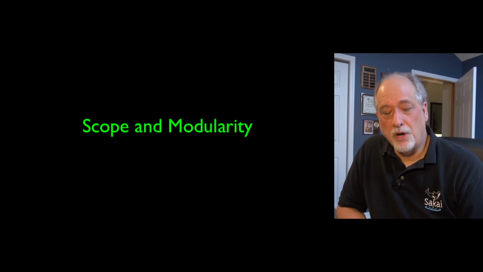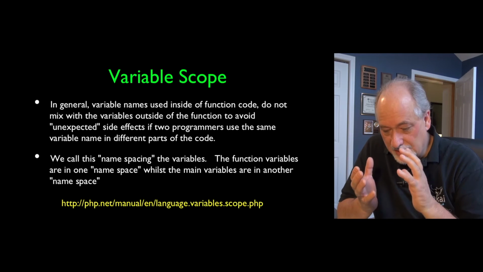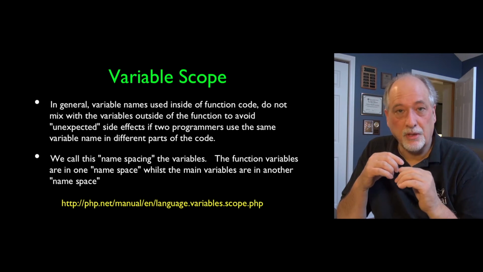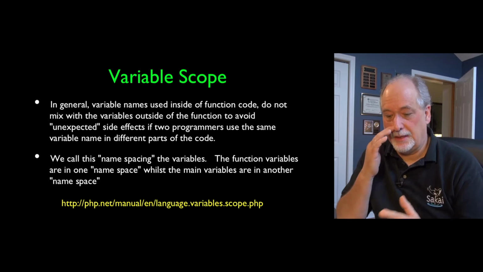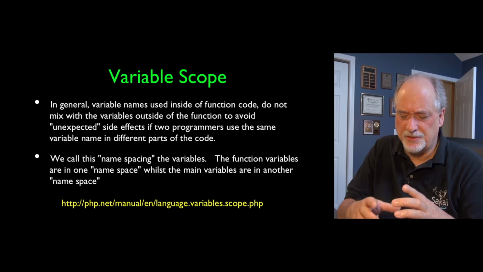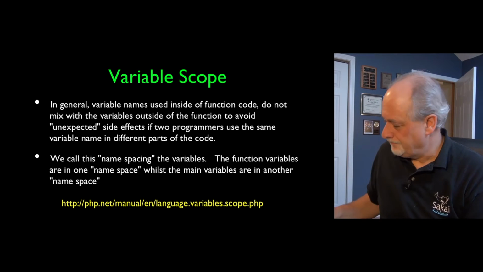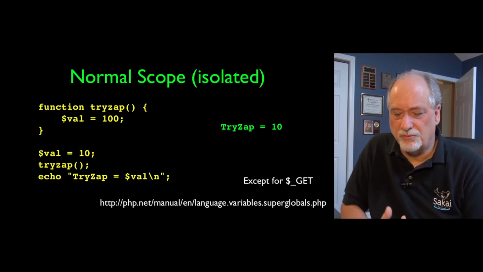So welcome back to our lecture on scope and modularity of functions. What we mean by scope is the idea of, if you're inside of a function and you do something to a variable, how broadly will that affect it? And the default is you're very isolated. We call it namespacing. So you can have a variable x out in the outside world and a variable x inside of a function, and they don't affect each other. So that's the normal scope, right?